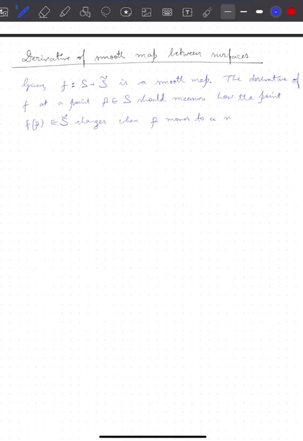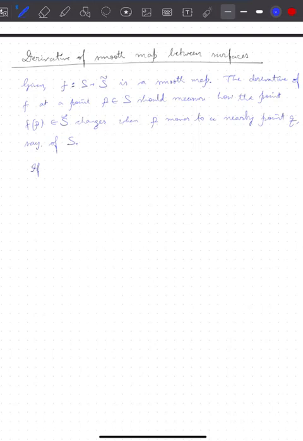Right, so that is the whole idea. Say we are mapping a point P on surface S to some other point, f of P, on surface S tilde. Then if we slightly vary the point P on surface S, how much does the mapped point f of P on surface S tilde change? That is where the role of the derivative comes in.